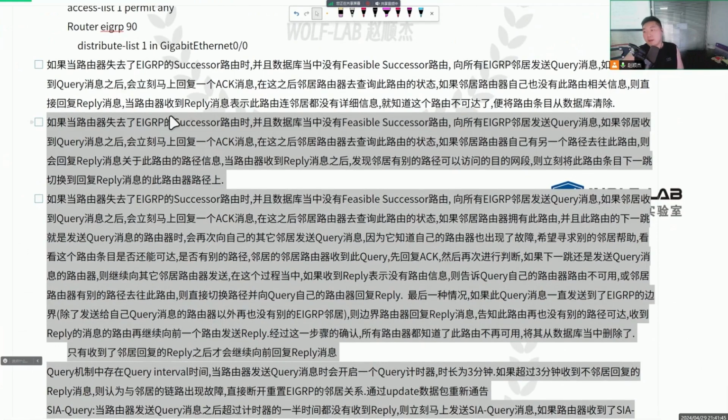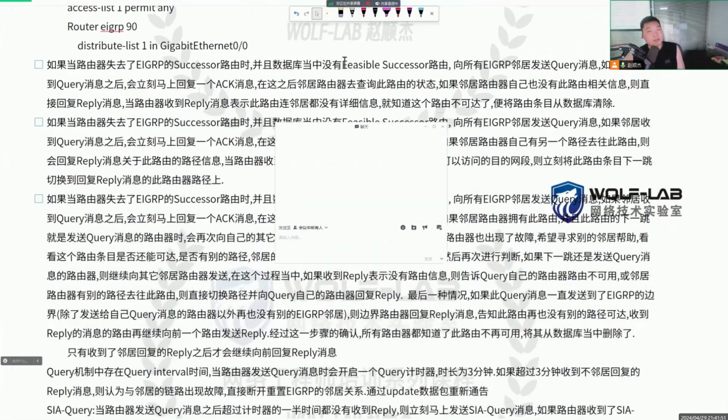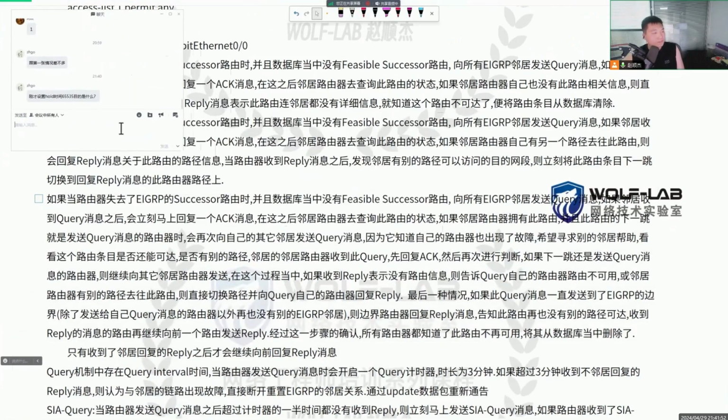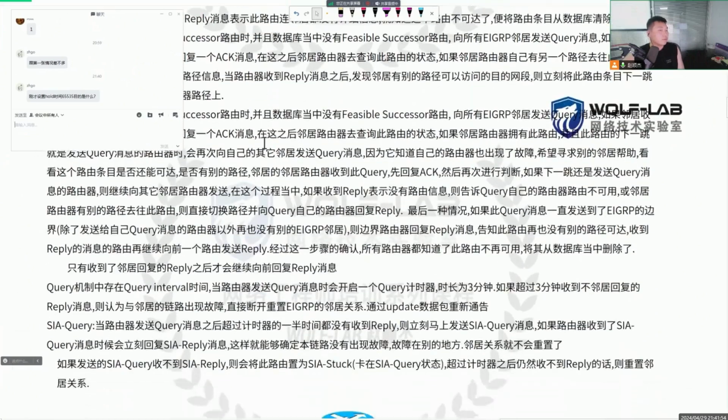Dear students, that's our knowledge point for today. Most of the things have been discussed. We will wait for the next class to limit the scope of EIGRP query. Then we will do EIGRP's stub router, route leakage. Then we will enter EIGRP's comprehensive experiment.